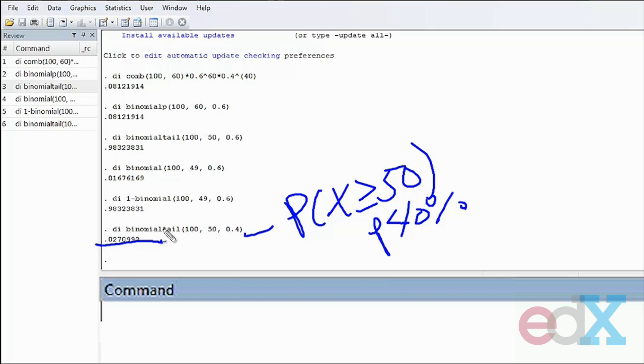It's about 3%. So we've gone from the probability that x is greater than or equal to 50 being about 98% when the prevalence is 60%, to now seeing that the probability that x is greater than or equal to 50 when the prevalence is 40% is only 3%. So there's a big difference here.